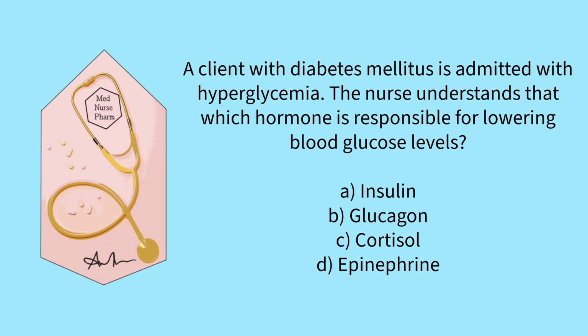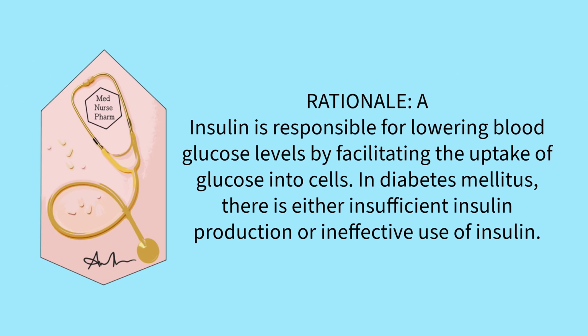A client with diabetes mellitus is admitted with hyperglycemia. The nurse understands that which hormone is responsible for lowering blood glucose levels: insulin, glucagon, cortisol, or epinephrine? The correct answer is A. Insulin is responsible for lowering blood glucose levels by facilitating the uptake of glucose into cells. In diabetes mellitus, there is insufficient insulin production or ineffective use of insulin.